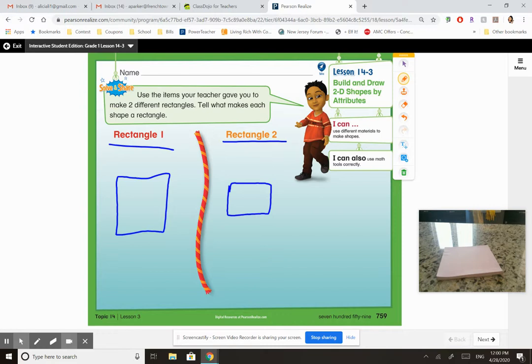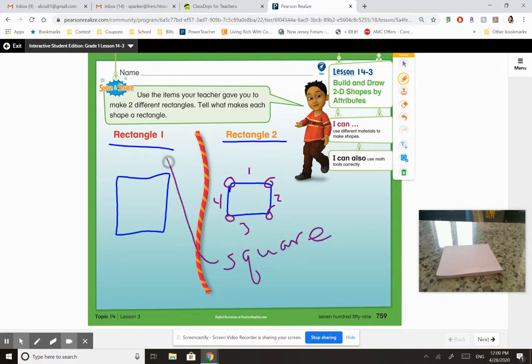Now a square is considered a rectangle because it follows all those rules. It has 4 sides, 1, 2, 3, 4. It has 4 vertices, okay? So a square can be a rectangle. A rectangle cannot be a square though. Because remember, the rule to join the rectangle family is 4 sides, 4 vertices.